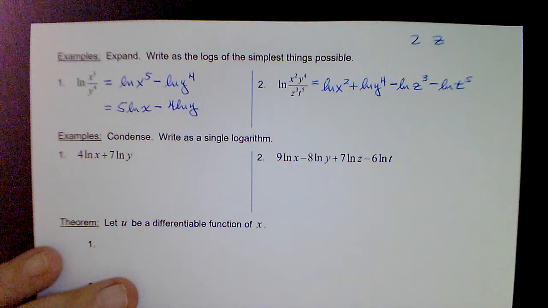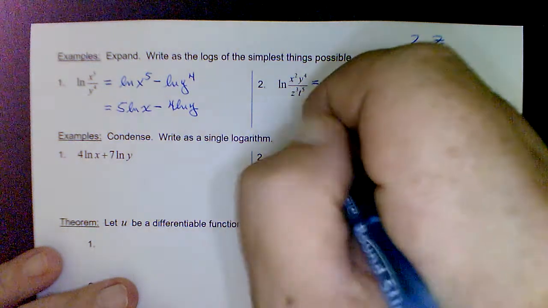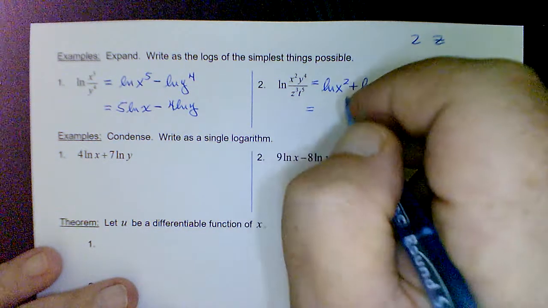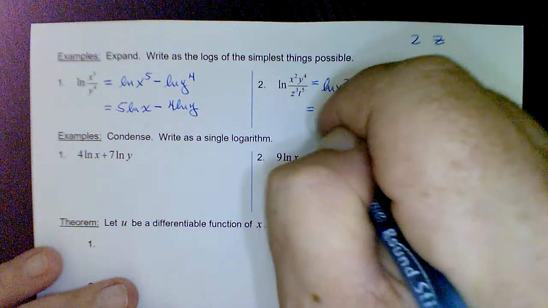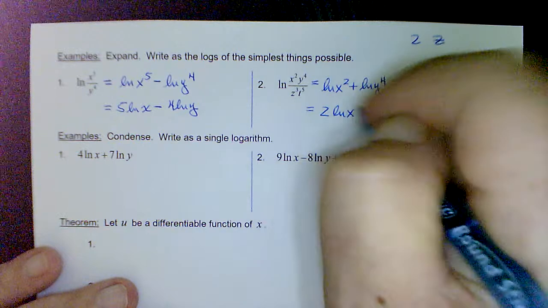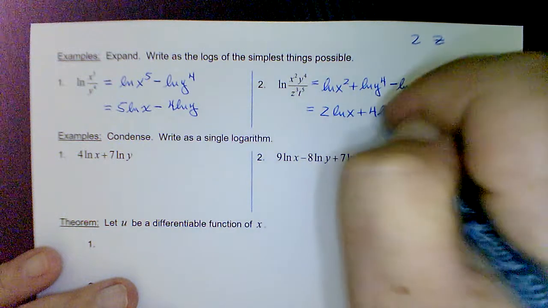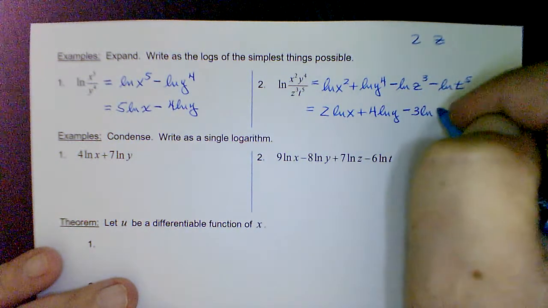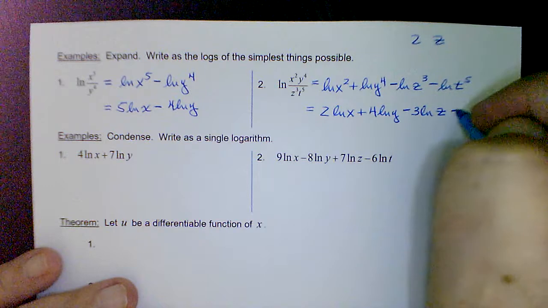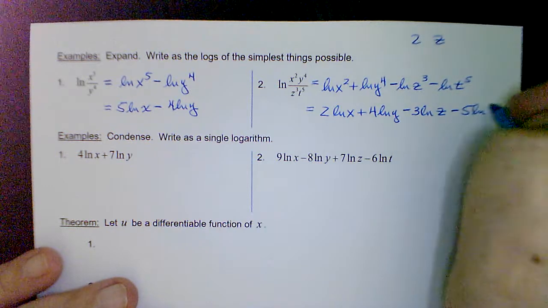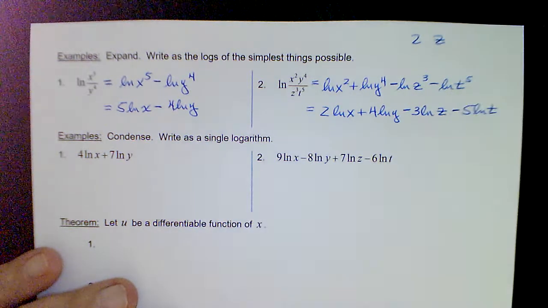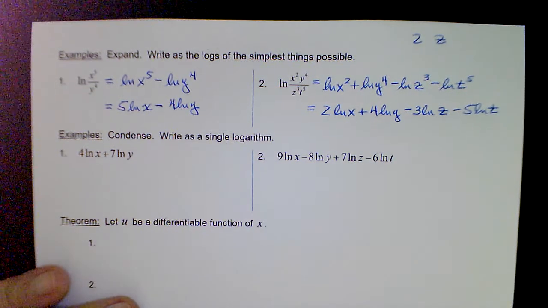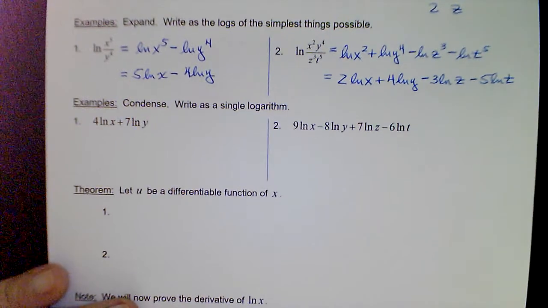Okay, but just as in the last example, we can simplify further by using the power property. So 2 natural log x plus 4 natural log y minus 3 natural log z and minus 5 natural log of t. Okay, so you'll see that this will become helpful in the differentiation process.